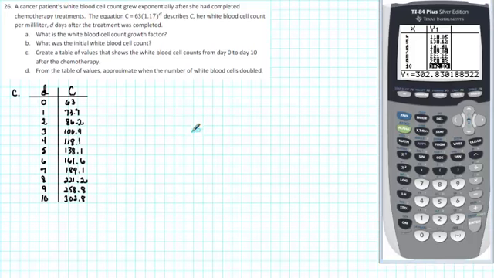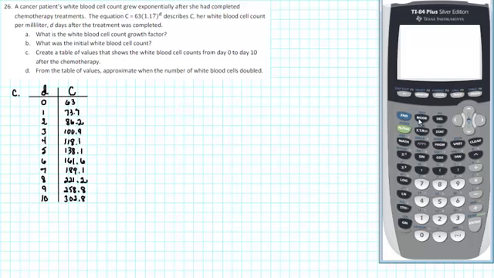Now that we've created the table of values, let's go back to part A. What is the white blood cell count growth factor? Well, the growth factor is what we need to multiply the blood cell count by as the number of days goes up by 1. So we need to be asking ourselves, 63 times what number gives us 73.7? 73.7 times what number gives us 86.2? And so on. Well, in order to figure that out, we can simply take two consecutive values and divide the second by the first.